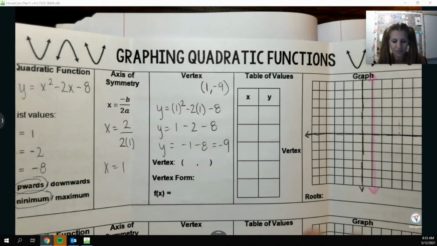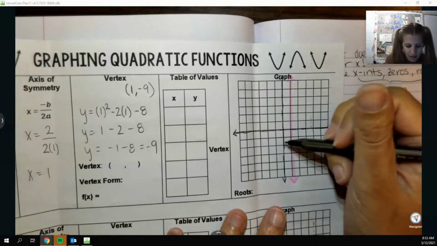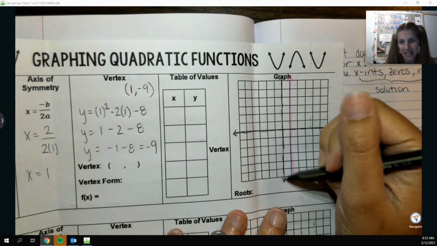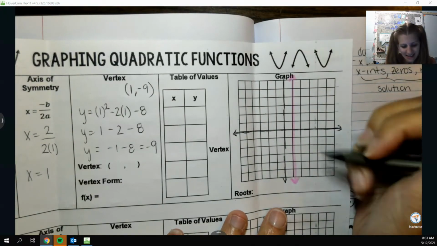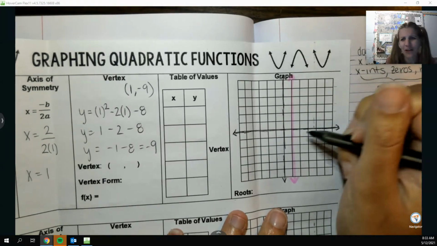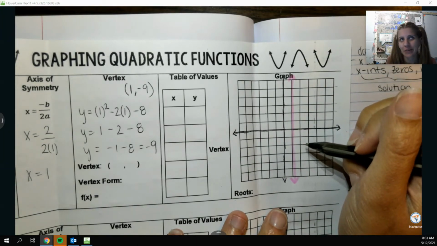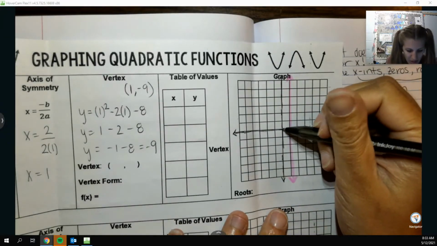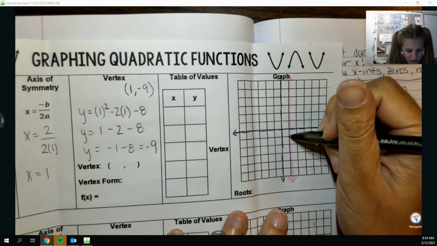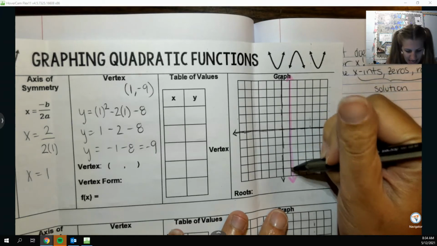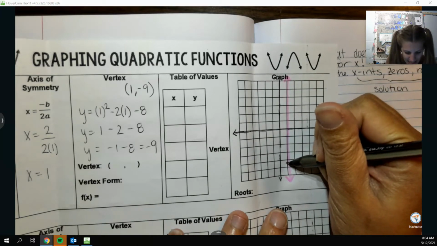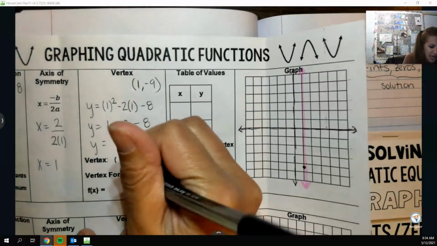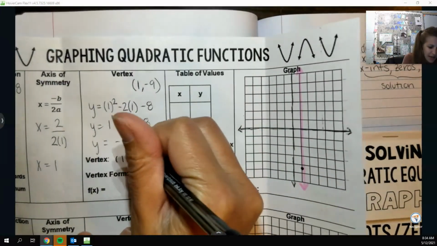1, 2, 3, 4, 5, 6. Let's count by 2s maybe. Oh, but then the other direction I didn't count by 2s. It's fine. We'll count by 2s. So over 1 and then down 2, 4, 6, 8, 9. Okay, so now we know that our vertex is at 1 comma negative 9.